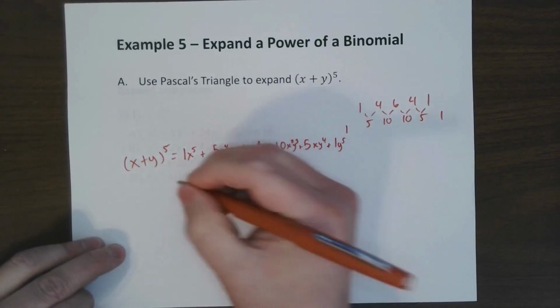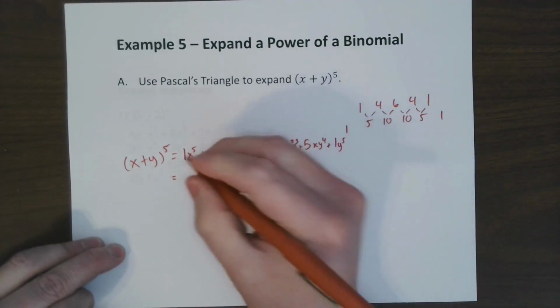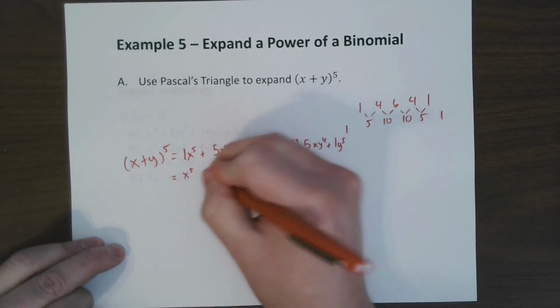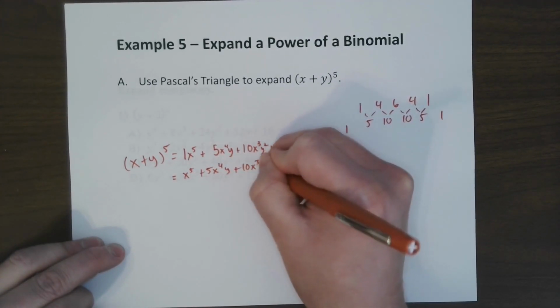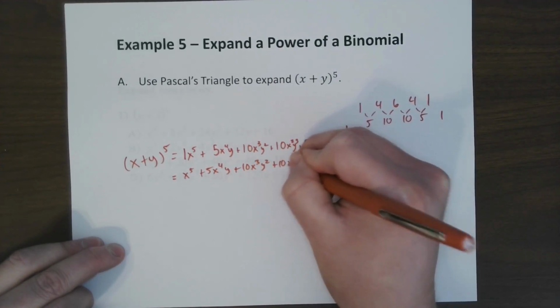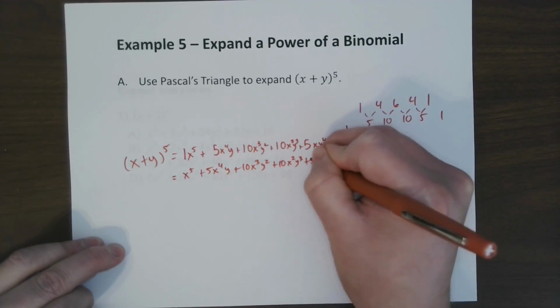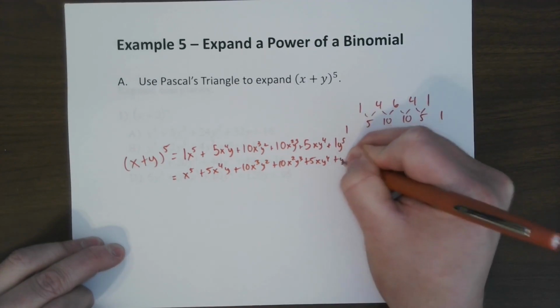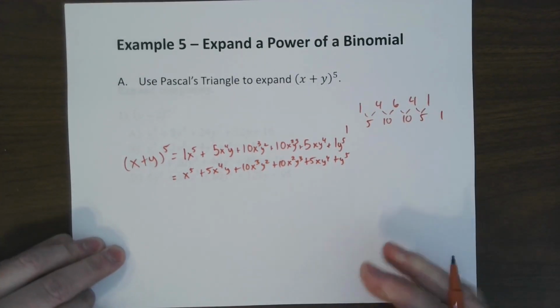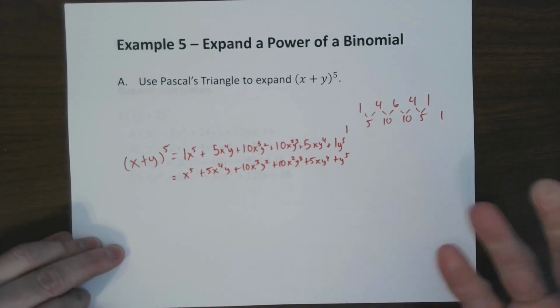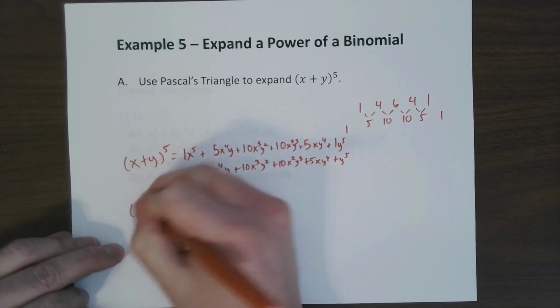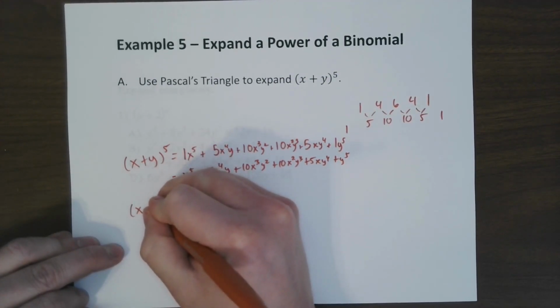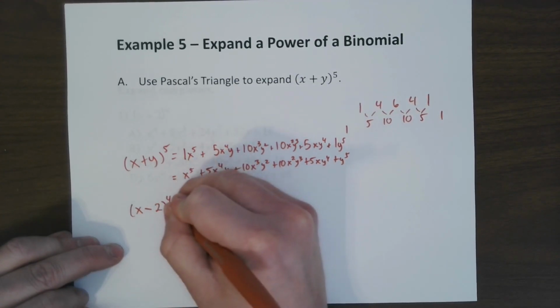So what we do here is now we just clean it up. So we go x to the fifth plus 5x4y plus 10x cubed y squared plus 10x squared y cubed plus 5xy4 plus y5. So let me give you one more example to help you out. But what happens if it's negative? I'm going to do this with the 4s. So I'm going to say x minus 2 to the 4th.